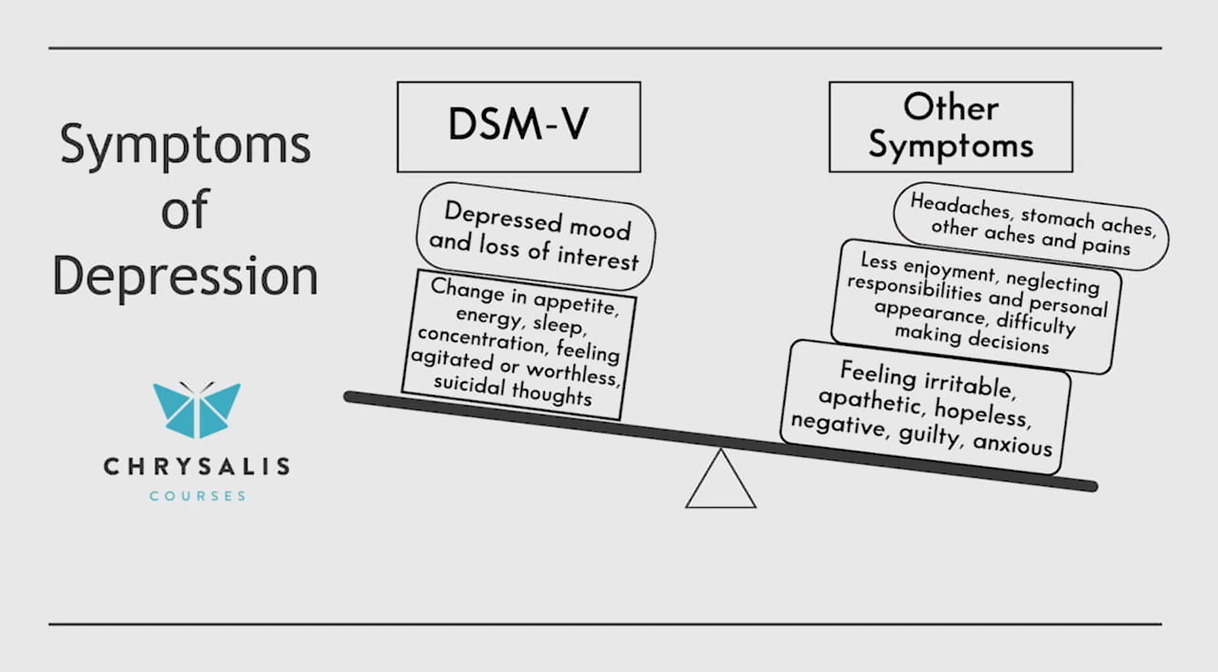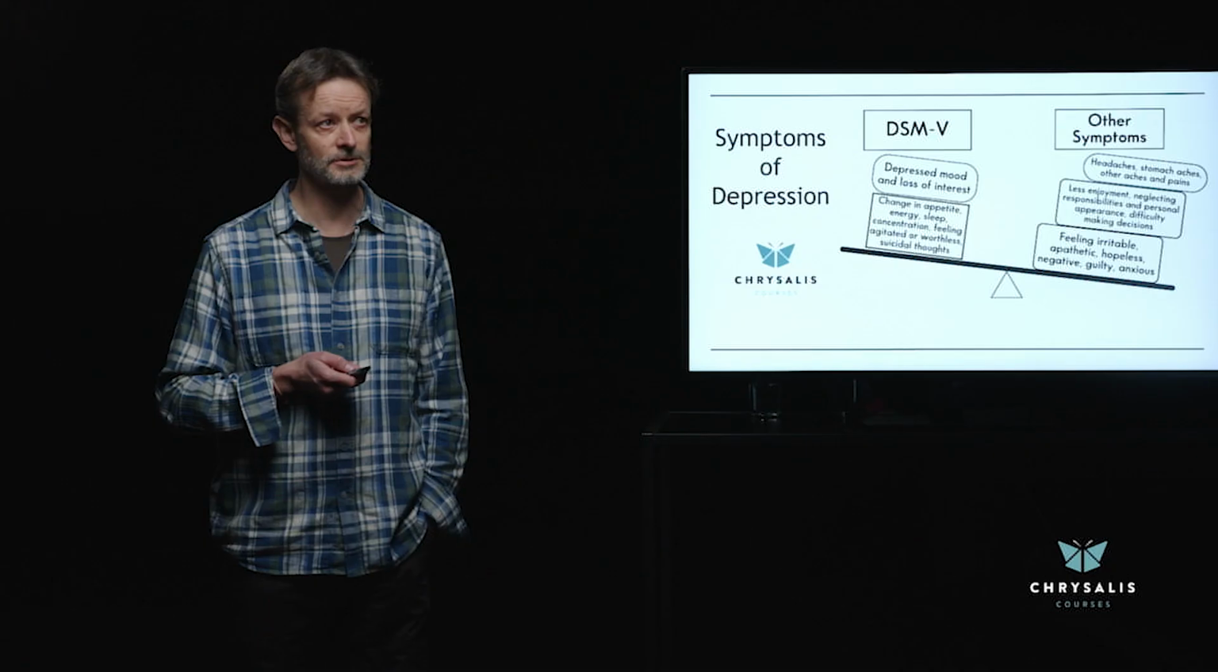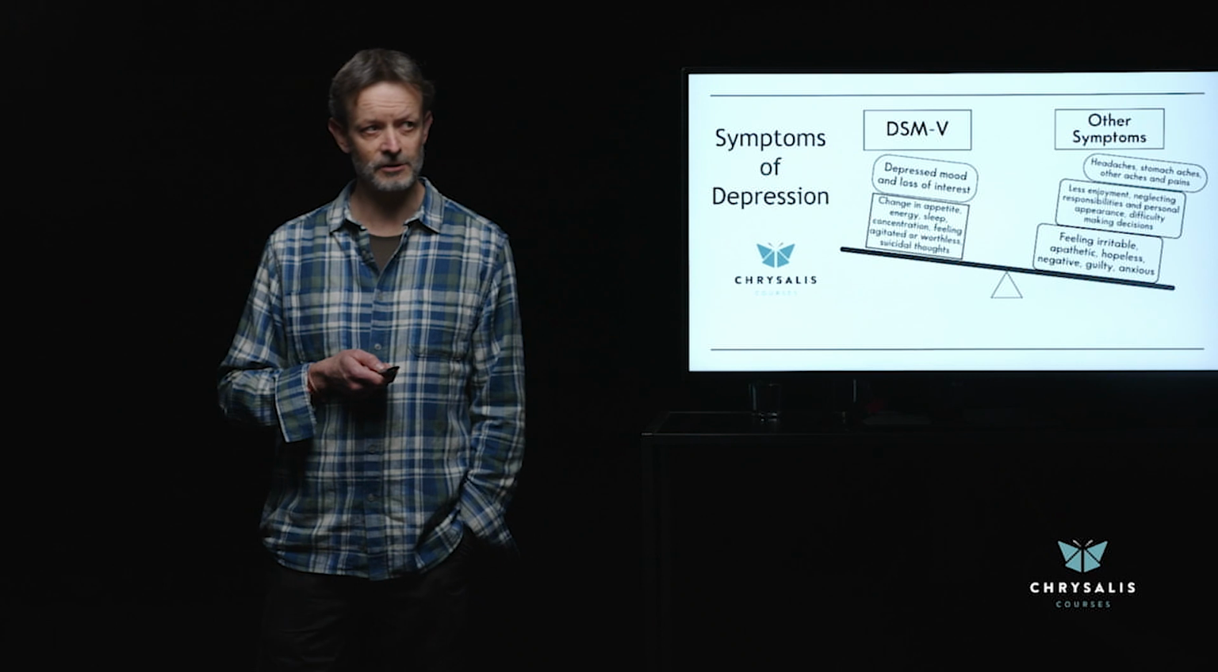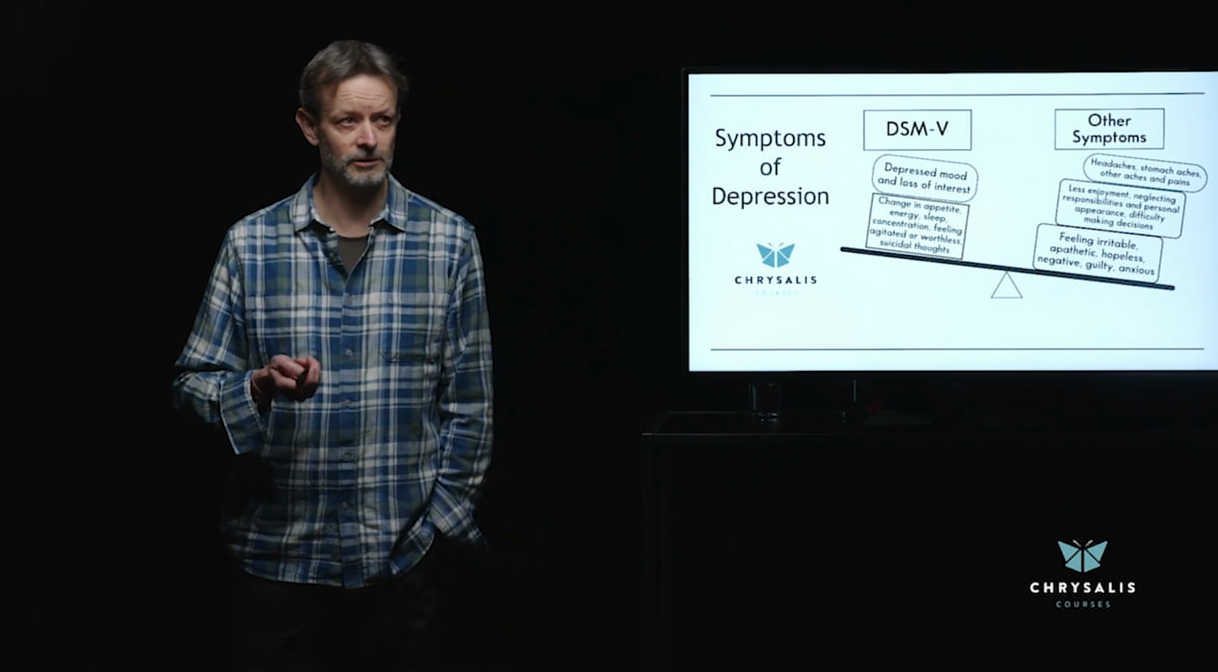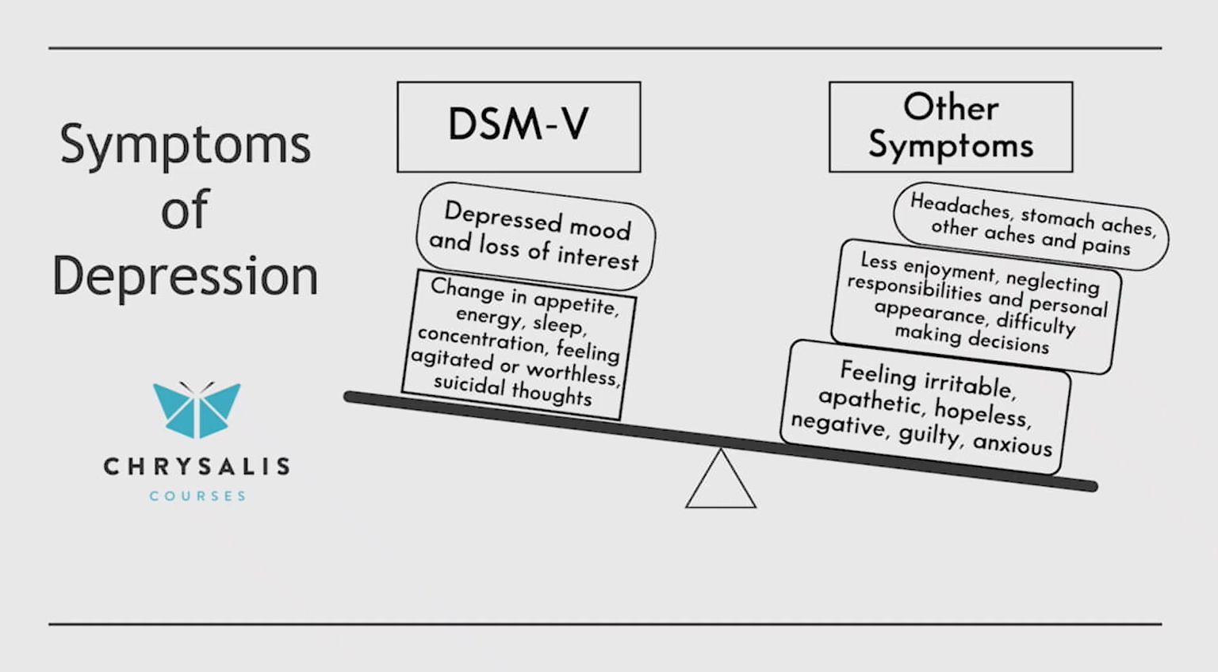So what are the symptoms of depression? Well, the DSM-5 looks at the depressed mood and loss of interest as a criteria, as well as any changes in appetite, energy, sleep, concentration, feeling agitated or worthless, and suicidal thoughts. Other symptoms outside of the DSM-5 can be included around headaches and stomach aches, other aches and pains, less enjoyment, neglecting responsibilities and personal appearance.